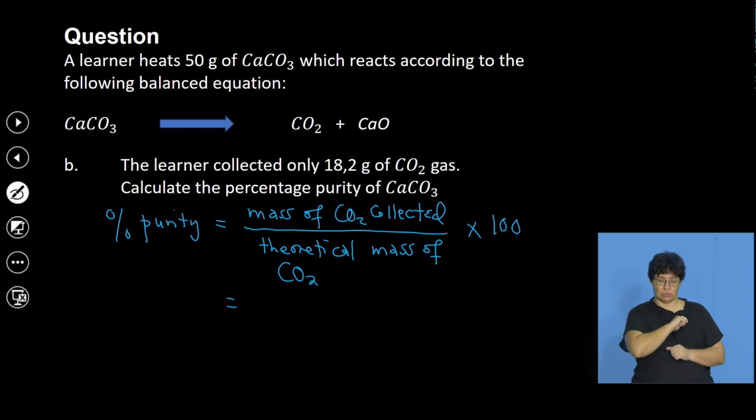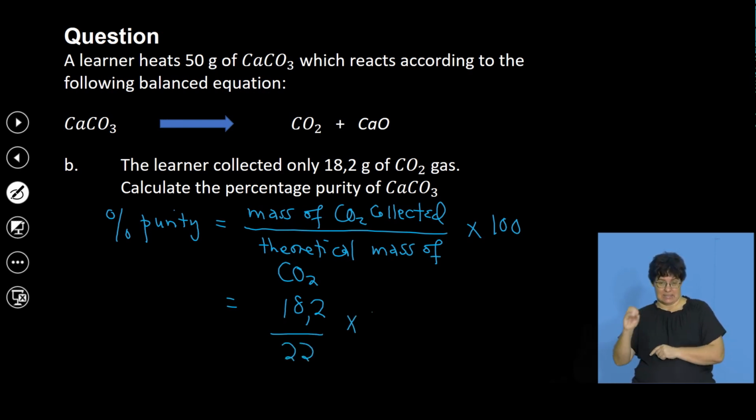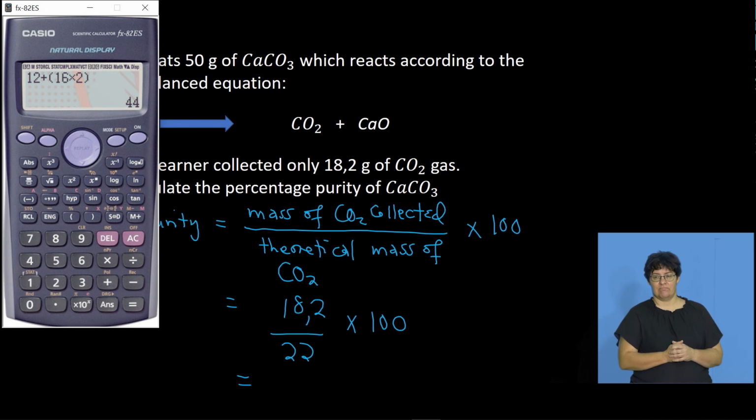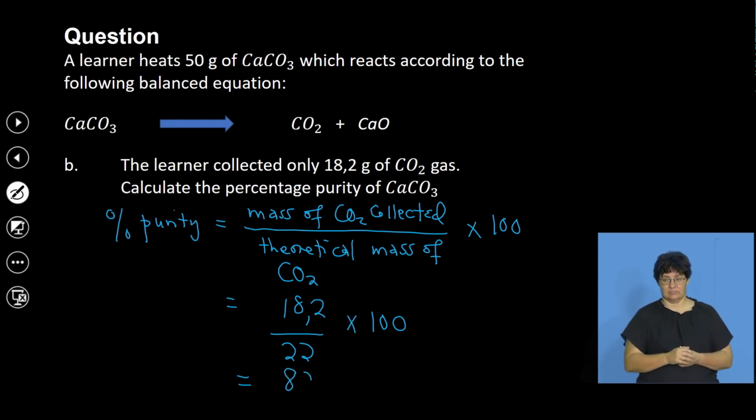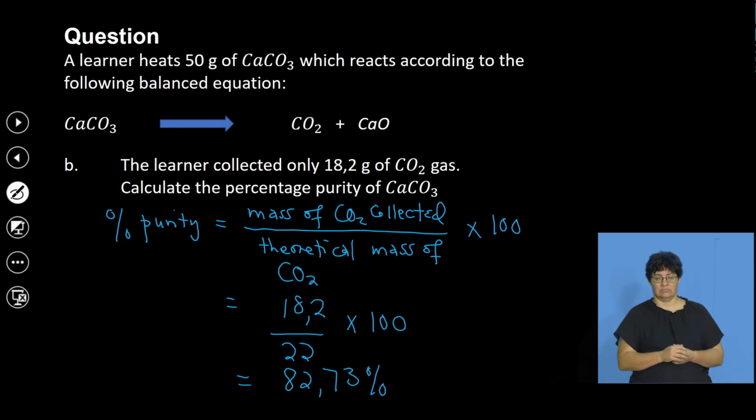So the actual mass is 18.2, right? We expected it to be 22, right? And then we multiply that by 100. This will give us the percentage purity of the calcium carbonate. So in this case, what do we have? We've got 18.2 divided by 22. We express that as a percentage, times 100. What does that give us? As a decimal fraction, it is 0.8273, so the percentage is 82.73%. We always express it to 2 decimal places, okay?